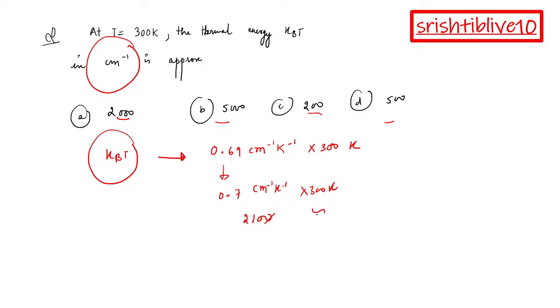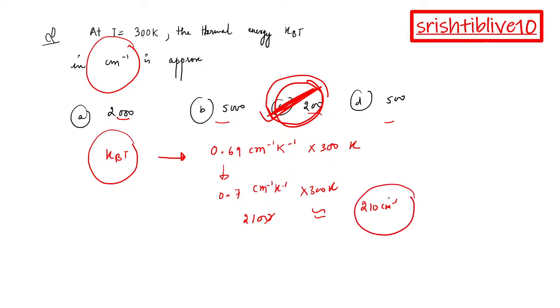So approximately it's going to be 210 centimeter inverse, and there is only one option in the given series close to it. So we can select 200 centimeter inverse. The thermal energy is 200 centimeter inverse. Clear everybody? Any doubts in this question? So the correct answer for this question is 200 centimeter inverse.